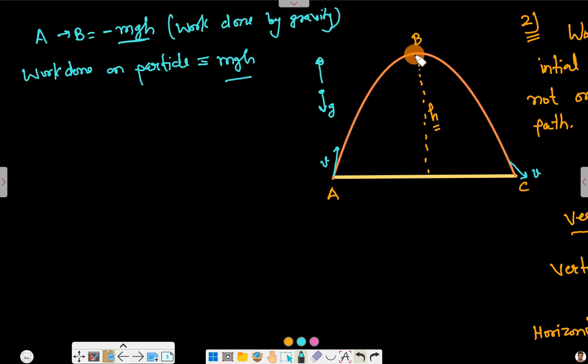Now the particle again reverses direction and comes from B to C. So when the particle comes from B to C, gravity is downward and the displacement is also downward. Okay, now both are in the same direction. So from B to C, the work done by gravity is mgh. Now the sign has changed.